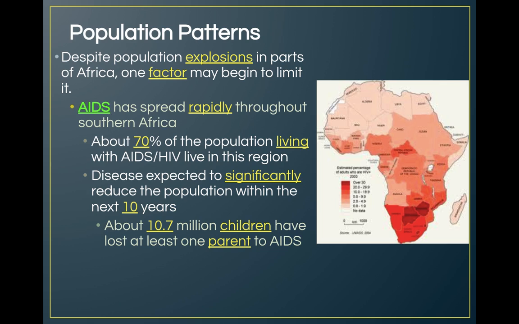Despite population explosions in parts of Africa, one factor may begin to limit it. It doesn't seem like such a big deal in this country anymore, but AIDS has really impacted Africa, in particular Southern Africa. About 70% of the population living with AIDS or HIV lives in this region. The disease is expected to significantly reduce the population within the next 10 years, and about 10.7 million children have lost at least one parent to AIDS, which is incredible.